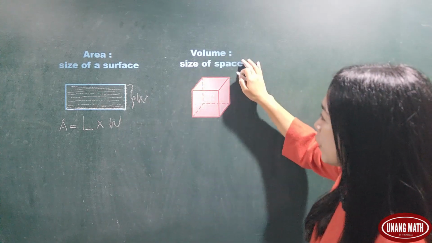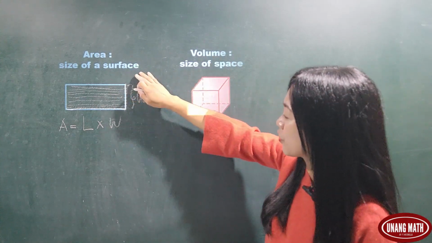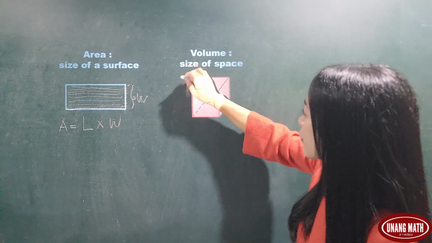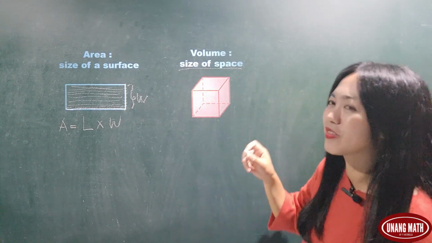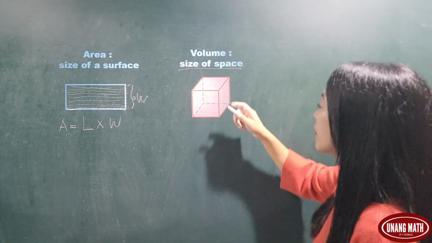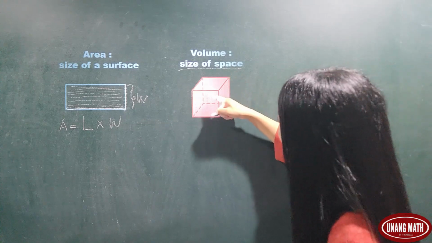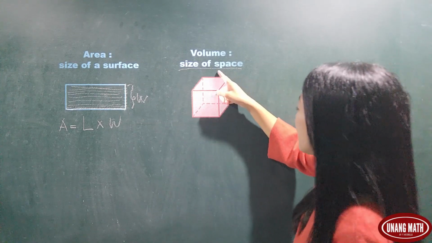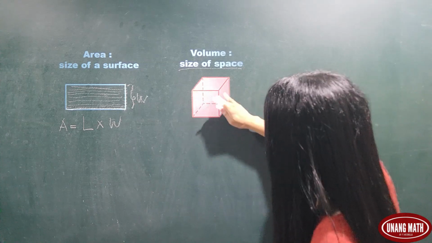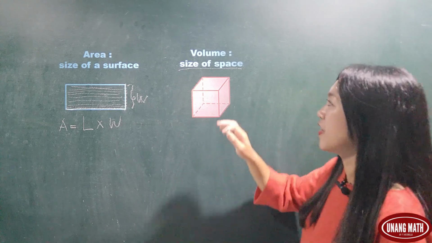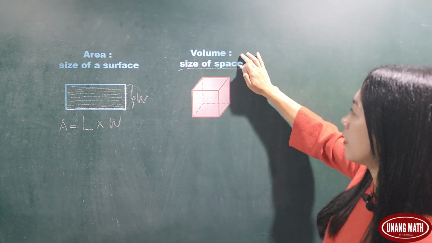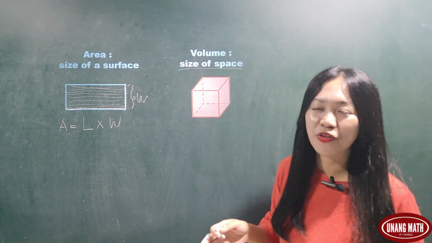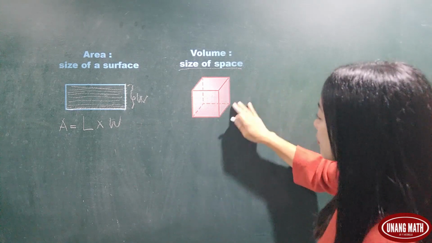Okay, what about volume? If area is size of a surface, volume refers to the size of space. In other words, this is the capacity of the figure, or this is the amount of space inside this figure. Volume is applicable for three-dimensional figures, or let's say prisms.